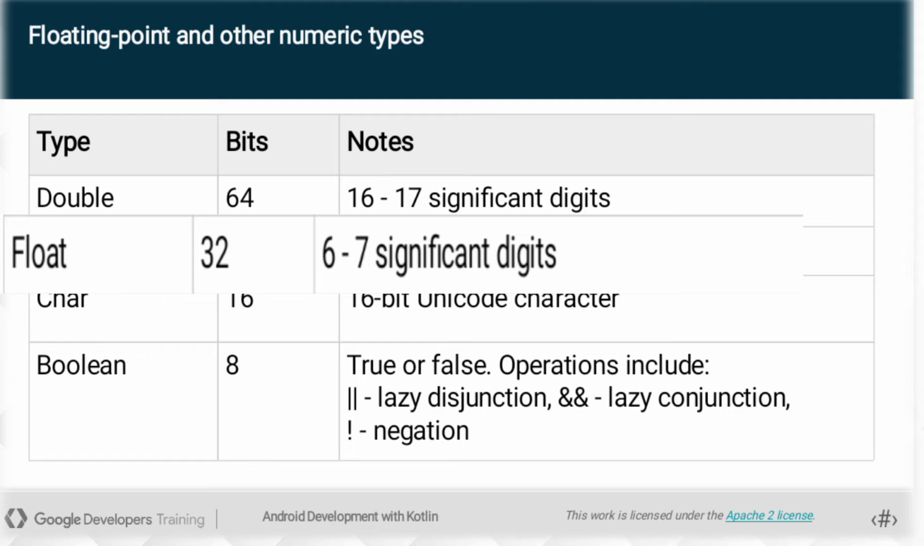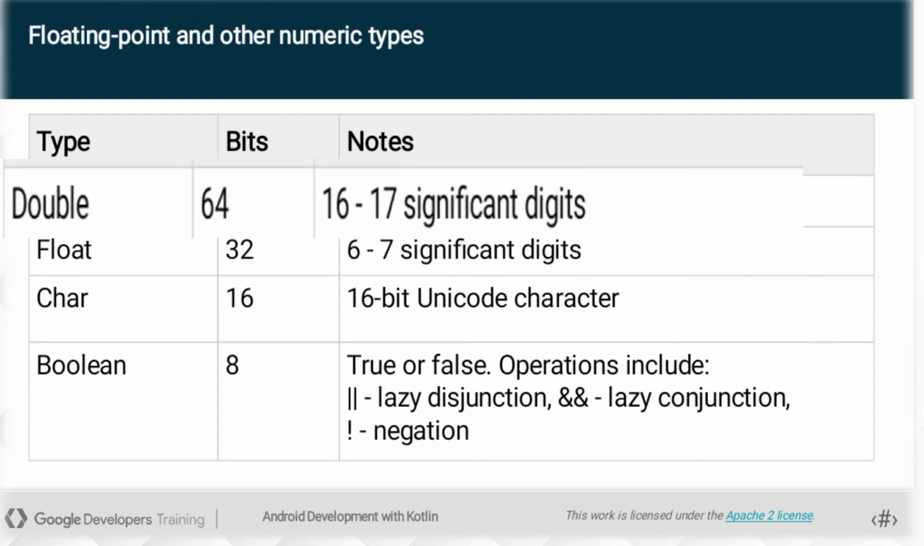In floating point data type we have float, which is 32 bits long, and it can hold 6 or 7 significant digits. Then we have the largest floating data type, double, which is 64 bits long and can hold 16 to 17 significant digits.